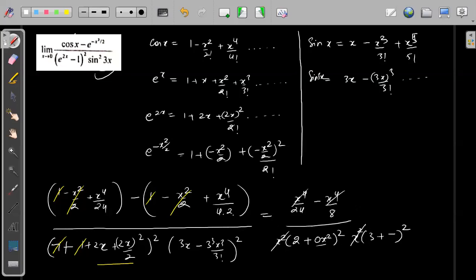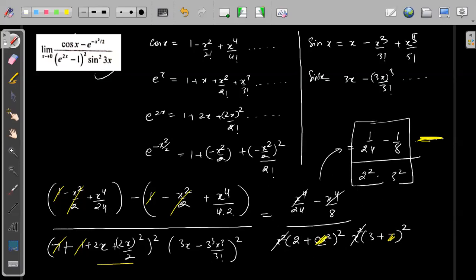So in the numerator we are having 1 by 24 minus 1 by 8. As x tends to 0, all the terms here will get 0. This will become 0. This part will become 0, right? So as x tends to 0, all these terms will become 0. This will become 0 and this will become 0. So in the denominator you will only have 2 square into 3 square, right? This is the final value which we'll get. So this will be the final answer. You can just solve this.